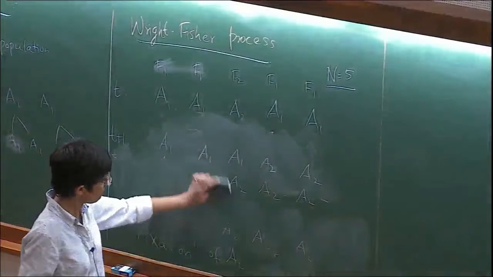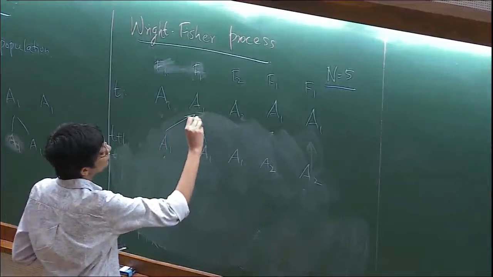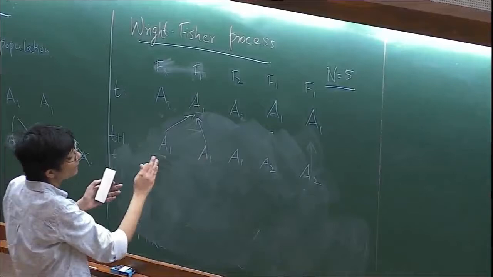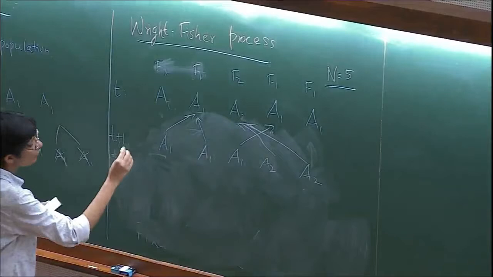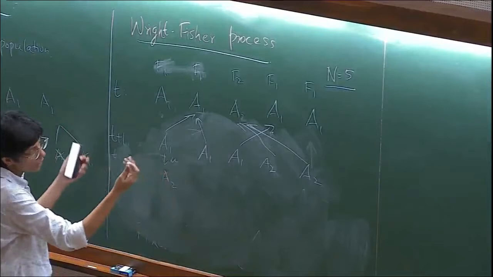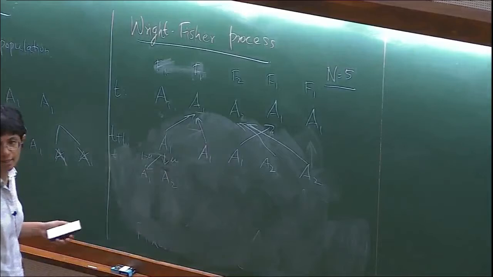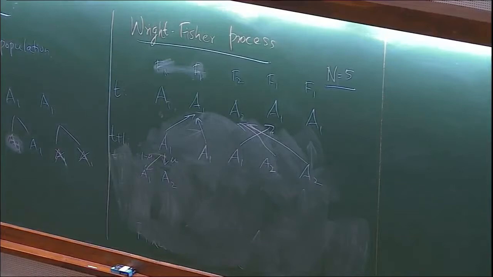So let's draw these arrows again. Each parent can have two offspring, but each offspring also, of course, has a single parent. So therefore, this has one arrow out. This also has one arrow out. And then before I call it T plus 1, I could also implement mutation. You throw a coin with mu, it could become A2, or with 1 minus mu, it remains A1, and so on. So that's how you can form a new generation.